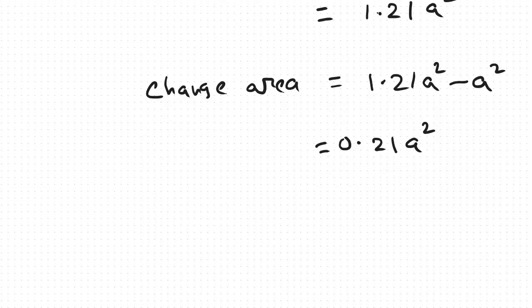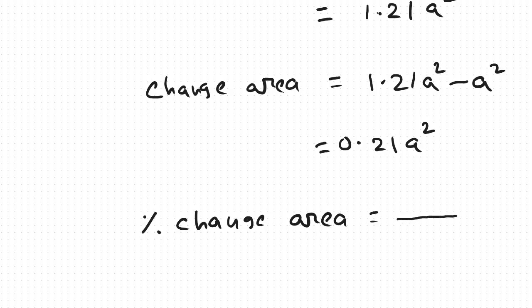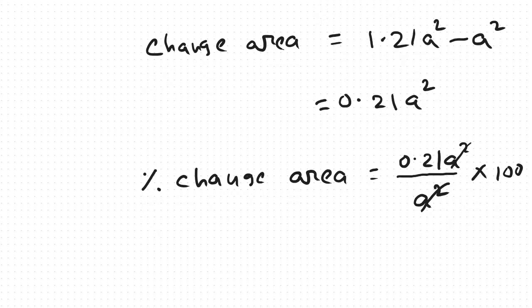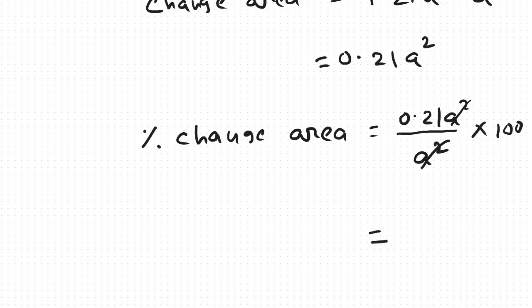Next we will get the percentage change in area, which is the change in area, which is 0.21 a square, divided by the previous area, which is a square, times 100. So we can cancel a square and we get the percentage change in area as 0.21 times 100 equals 21%.